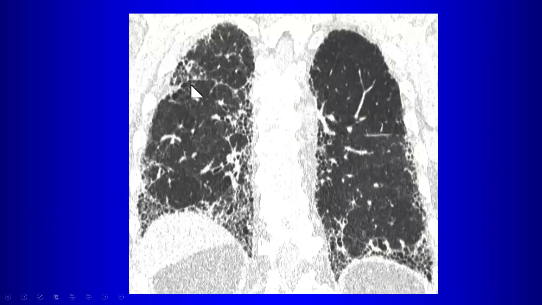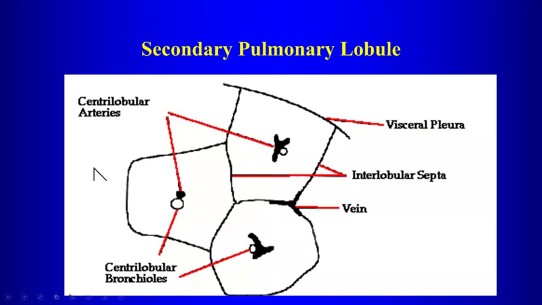And then here's the CT correlate of that. You can see that reticular opacities predominantly in the periphery, and then here you can see your areas of honeycombing, which are these stacked cysts. Again, in these subpleural regions in the periphery, it tends to be worse at the lung bases in these patients.